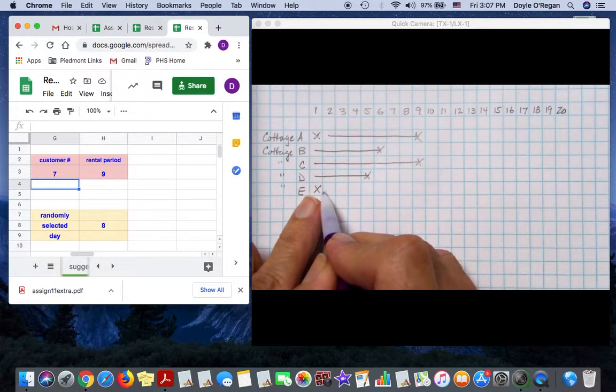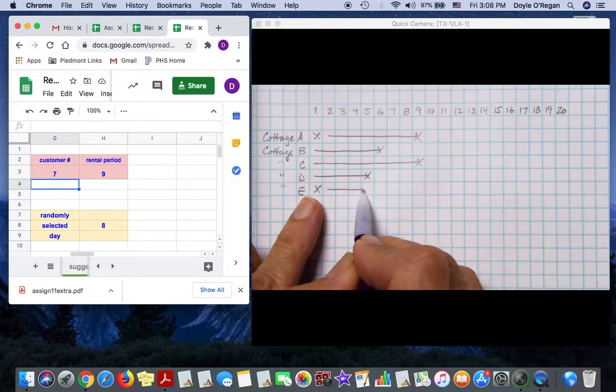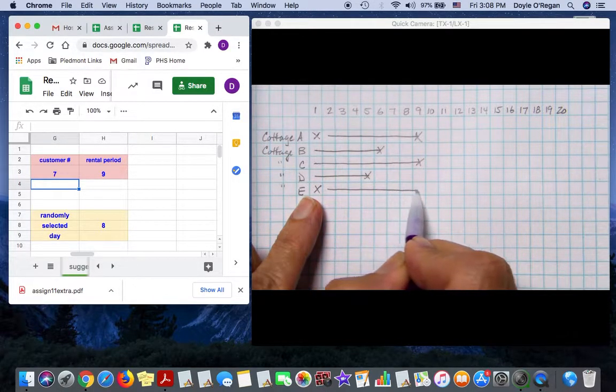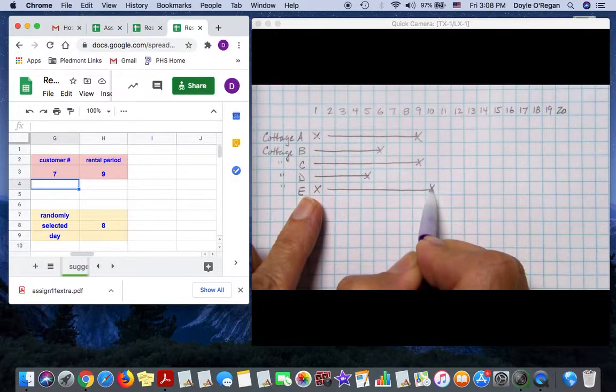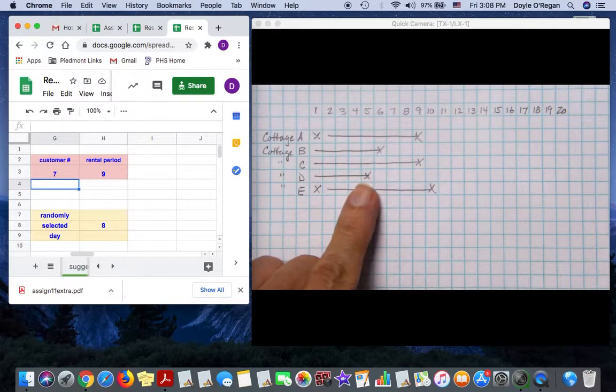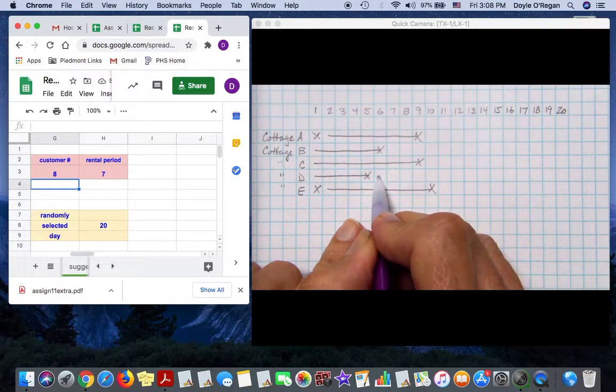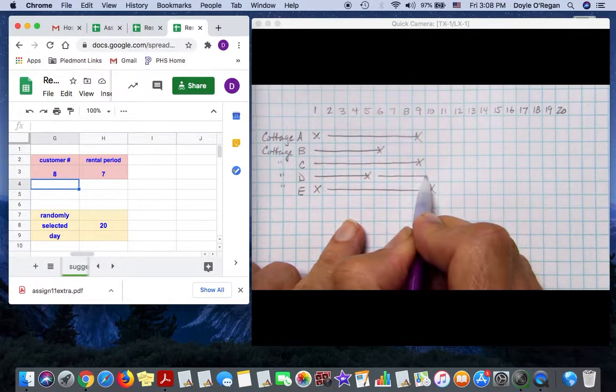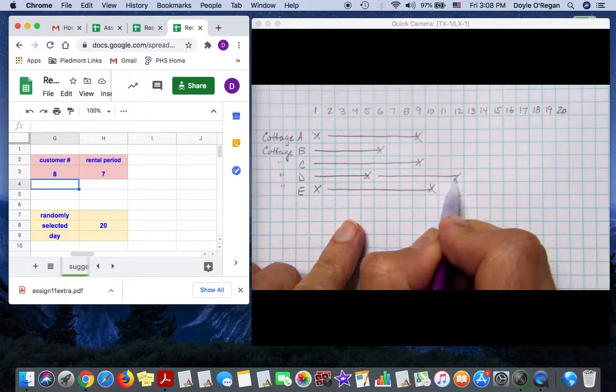Okay, so my earliest cottage is here, so I'm going to put them on a 9-day reservation. 1, 2, 3, 4, 5, 6, 7, 8, 9. Okay, so now my earliest is going to be cottage D, so I'm going to put my next customer in cottage D for a 7-day rental. 1, 2, 3, 4, 5, 6, 7.